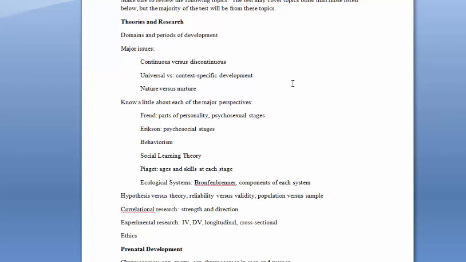So we have a physical, biological development. We have cognitive development, the way that we think. But we also have socio-emotional development, so we grow in the way that we relate to other people.